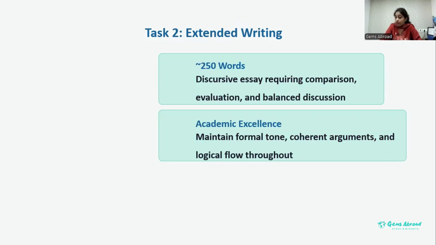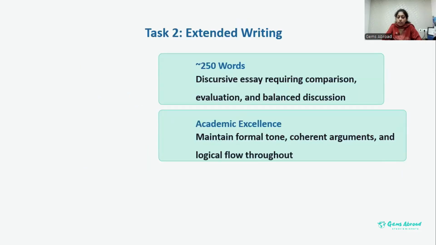Common types of task two are the opinion essay, that is, do you agree or disagree? Discussion essay: discuss both views and give your opinion. Problem solution essay: identify the problem and suggest the solutions. Advantages, disadvantages essay. And for academic excellence, yes, you have to maintain a formal tone, coherent arguments, and logical flow throughout. So, what is the goal? It is to show your ability to organize ideas, argue logically, and use formal academic English. Okay, so that's about task two.